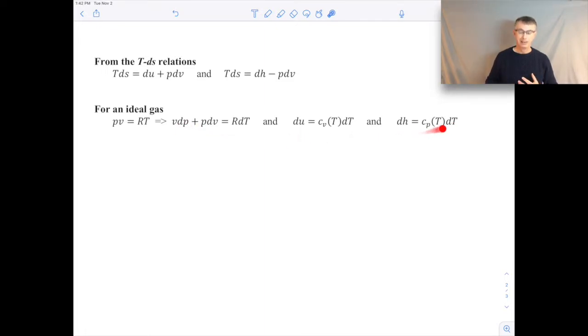So these relations are specific to an ideal gas. And what we're going to do is substitute them up into here to get a couple of different expressions. So we're going to start first with this left-hand TdS equation. I'm going to rewrite it.